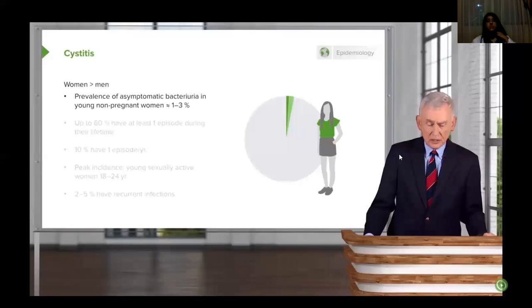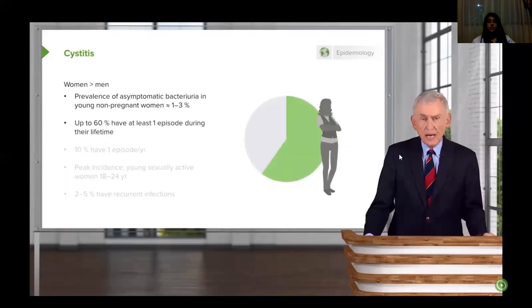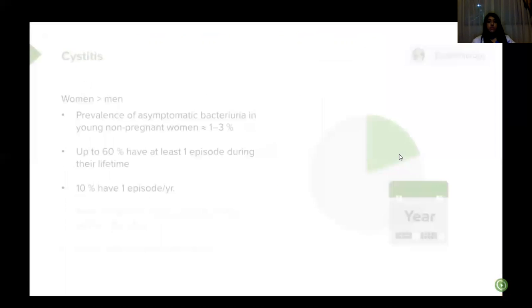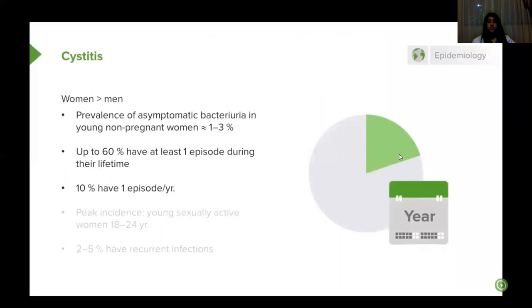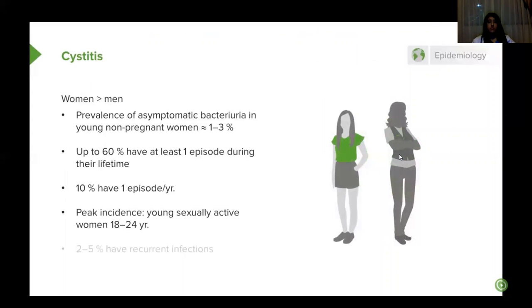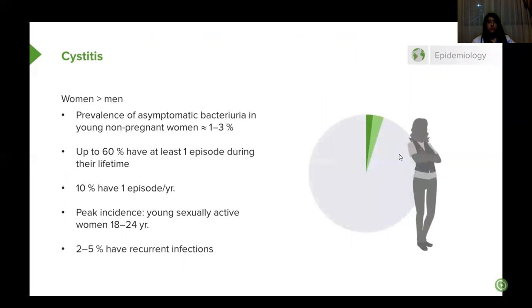Women have an incidence of asymptomatic bacteriuria of around 1 to 3%. Up to 60% of women have had at least one episode of cystitis during their lifetime, and 10% have it once a year. The peak incidence is among young sexually active women 18 to 24 years of age, and 2 to 5% have recurrent problems with cystitis.